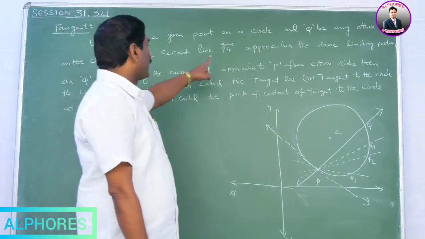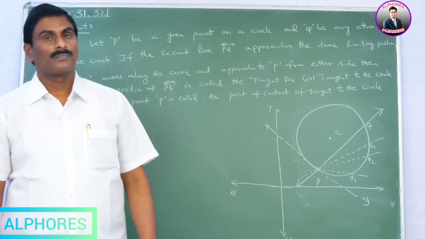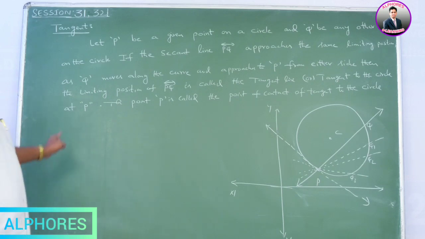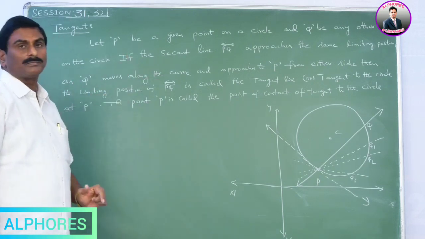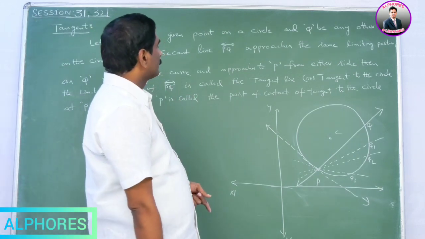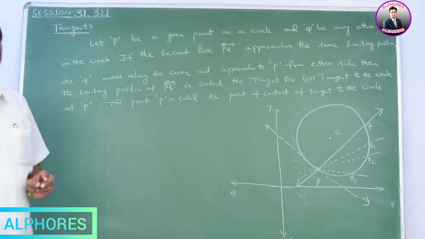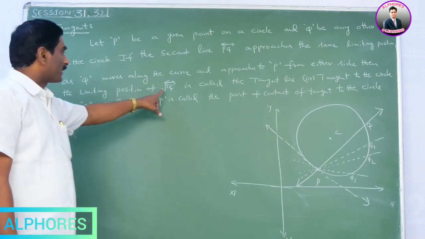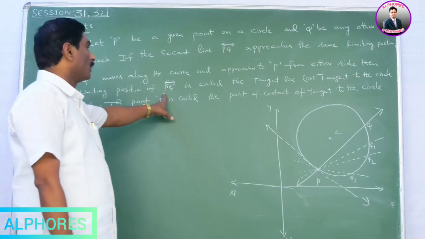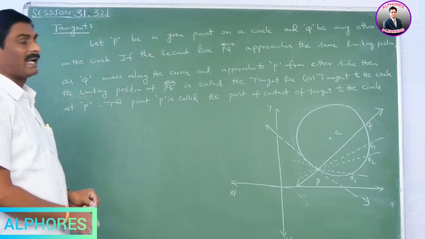If the secant line PQ approaches the same limiting position as Q moves along the curve and approaches P from either side, then the limiting position of the secant line PQ is called the tangent line, or tangent to the circle at P.